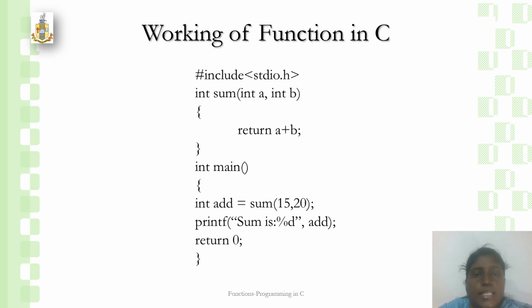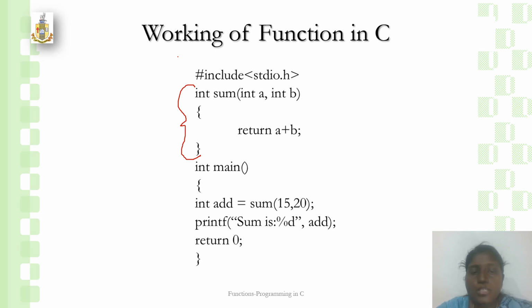It has the header stdio.h, which is the standard input output header file. Then int sum of int a comma int b. So here is the function. Remember this part. This is where we have both declared and defined the function. So here the declaration and definition are carried out together.